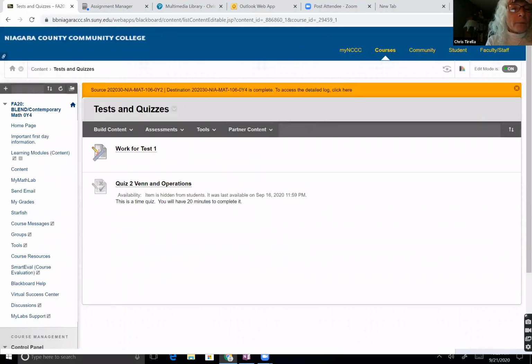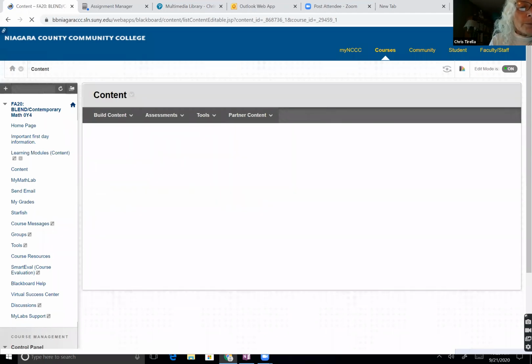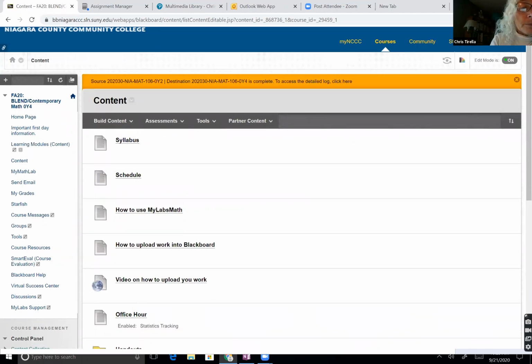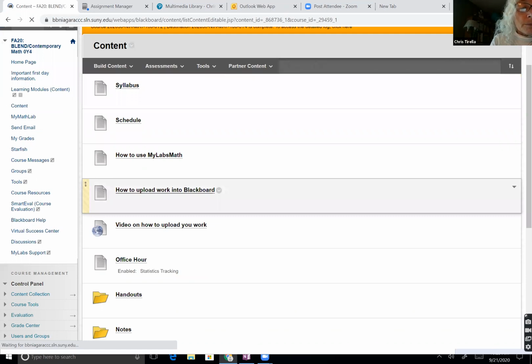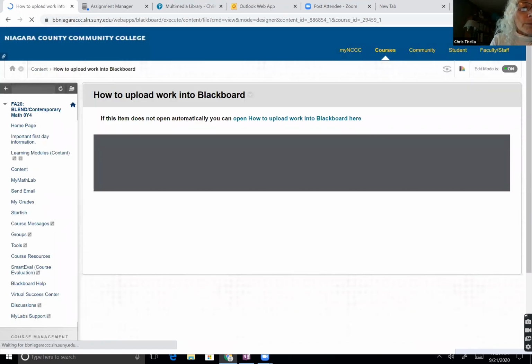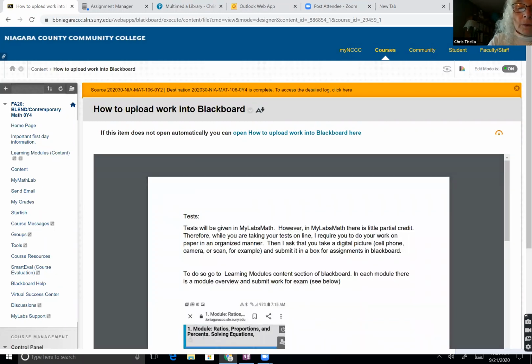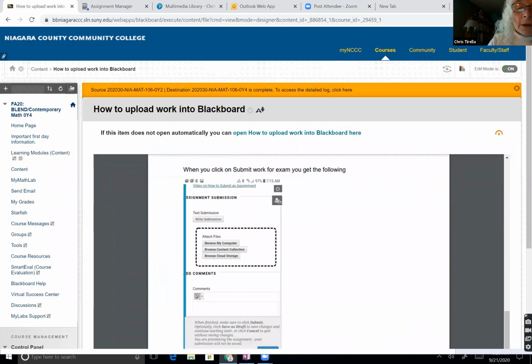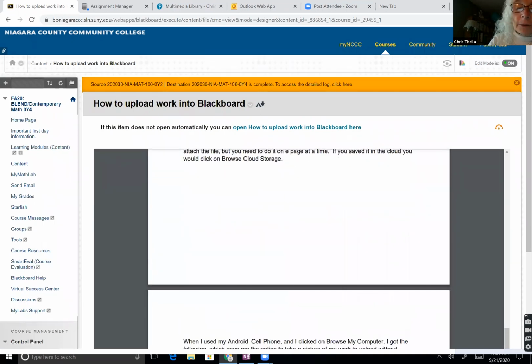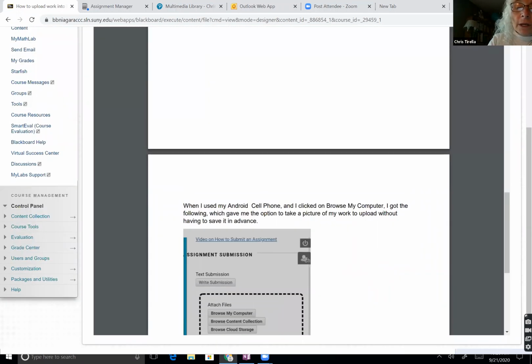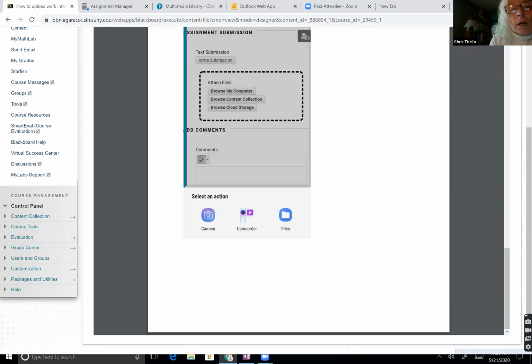If I click that browse my computer on my phone, what I get on my phone when I click that browse my computer is a screen that opens up somewhat like this.